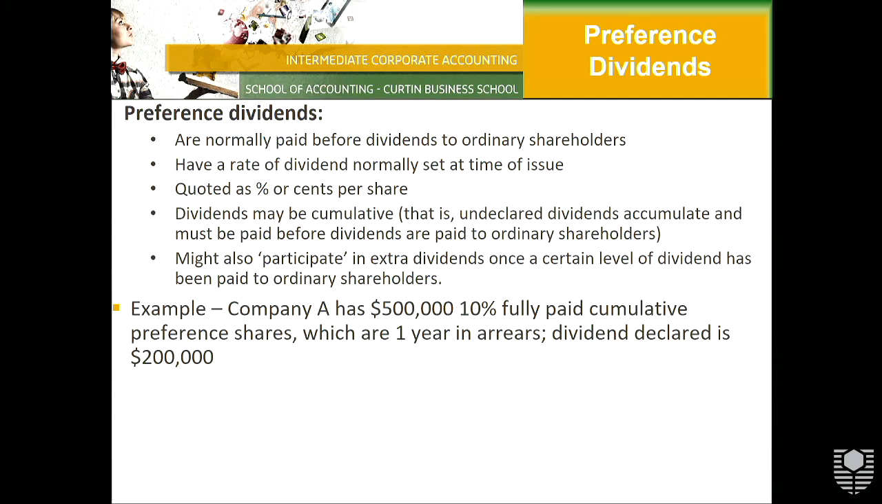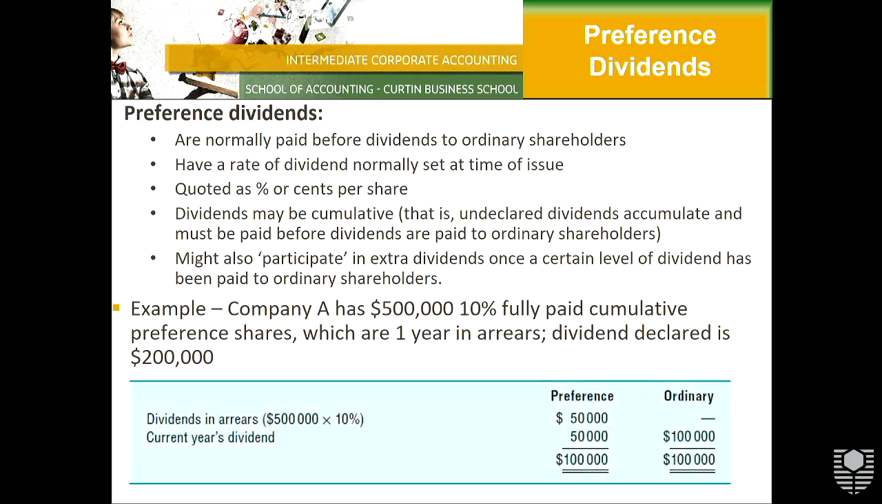Okay, so preference dividends. We know they're normally paid before other dividends to ordinary shareholders. They have a rate which is at a set period in time, quoted as a percentage. So, for example, Company A has 500,000 10% fully paid cumulative preference shares, which are 1 year in arrears. They declare an overall dividend of $200,000. In order to pay that, if you have a cumulative preference dividend, they must get paid first. So 500,000 times 10% is 50,000. The arrears dividend gets paid, then the current year's dividend, and then the ordinary shares dividend. The remainder goes to your ordinary shares and is distributed.